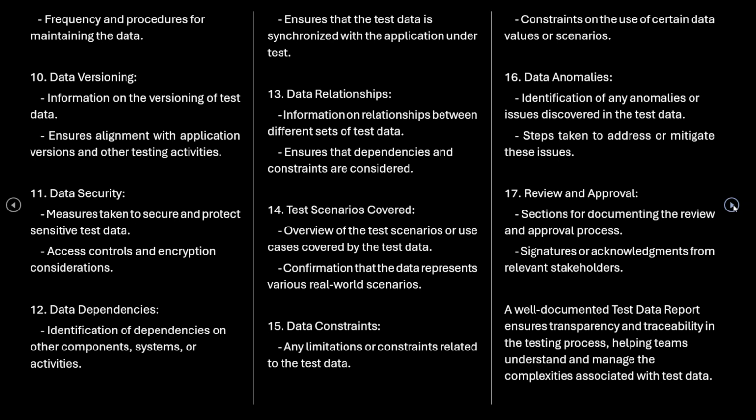Data constraints: any limitations or constraints related to the test data, constraints on the use of certain data values or scenarios. Data anomalies: identification of any anomalies or issues discovered in the test data, steps taken to address or mitigate these issues. Review and approval: sections for documenting the review and approval process, signatures or acknowledgements from relevant stakeholders.